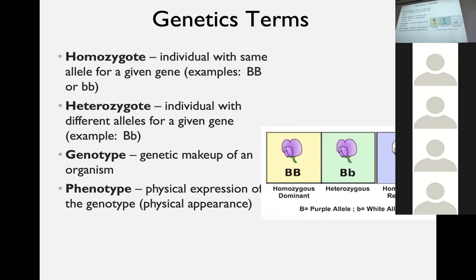The last couple of terms for this part are genotype and phenotype. The genotype is the genetic makeup of an organism. So what alleles does it have? Does it have 2 big B's, or a big B and a little b, or 2 little b's? That's the genotype. The phenotype is just what does it look like? It's the physical expression of the genotype, its physical appearance.